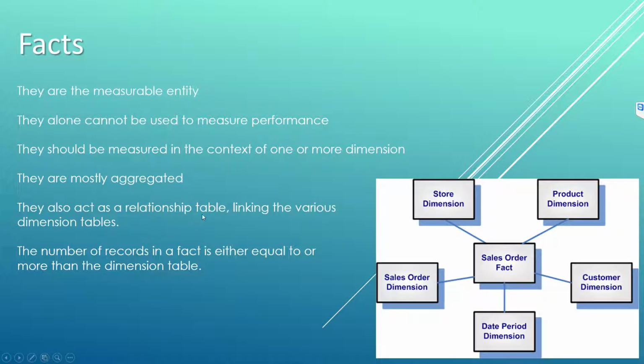They also act as a relationship table, linking the various dimension tables. Without fact tables, there is no way you can define that relationship. And this is not just between two dimension tables. Now you have 5 dimension tables here. Now all of them are related to each other. It's possible to combine store and product, or store and customer, or store and date period, and so on. This attribute of a fact table, this feature of creating that relationship, is very important.